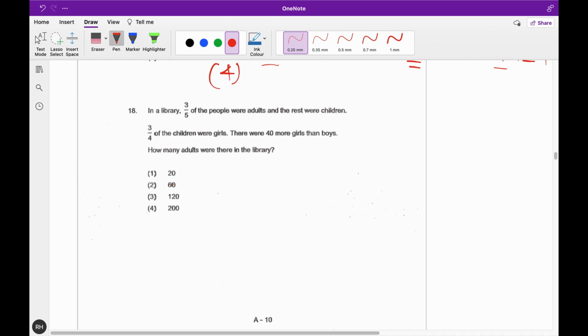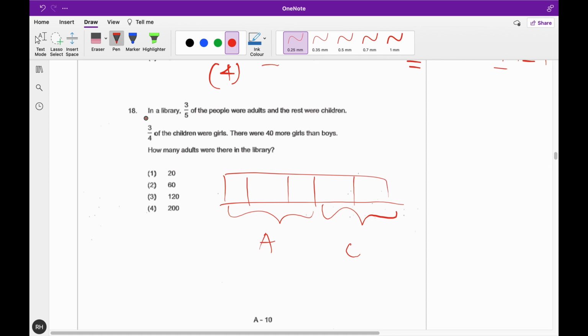Question 18. In a library, 3 out of 5 of the people were adults and the rest were children. 3 out of 4 of the children were girls. There were 40 more girls than boys. How many adults were there in the library? Alright, so if we draw a model, 2, 3, 4, 5. Alright, so 3 out of 5, this is adult. This is children. 3 out of 4 of the 2 out of 5 were girls.